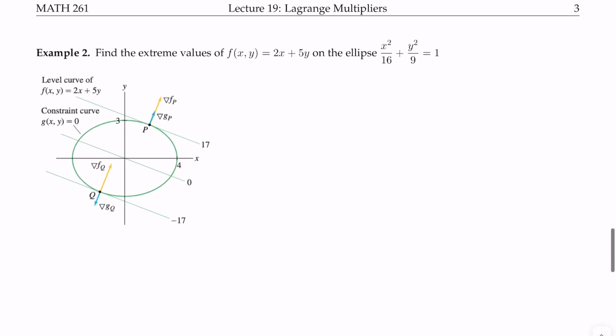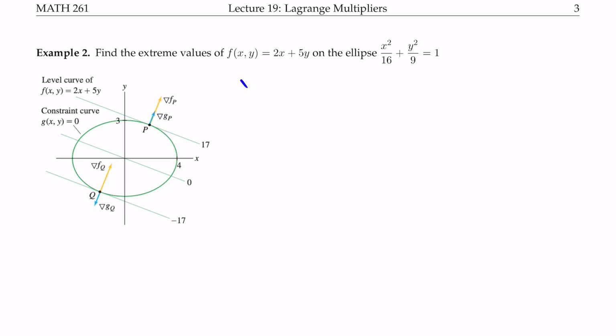So in example 2, we want to find the extreme values of the function f of x, y equal to 2x plus 5y on the ellipse x squared over 16 plus y squared over 9 equal to 1. The level curve of the plane 2x plus 5y is the straight line in green, and the constraint curve is this curve.